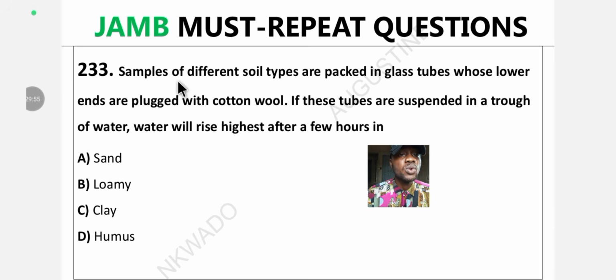Question 233. Samples of different soil types are packed in glass tubes whose lower ends are plugged with cotton wool. If these tubes are suspended in a trough of water, water will rise highest after a few hours in A. Sand, B. Loamy, C. Clay, D. Humus. What's the answer? This is an experimental question. Drop the answer. This is so easy now. Give me the answer in the comment section.